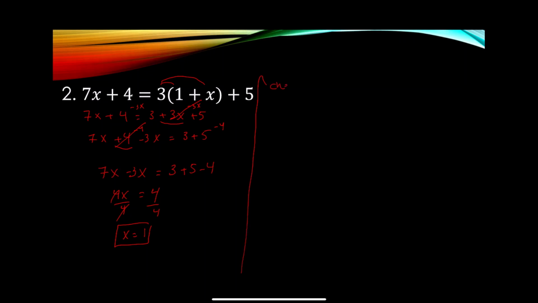And let's check it. 7 times a bracket plus 4, is it equal 3 times (1 plus a bracket) plus 5? Put 1, put 1. 7 times 1 is 7 plus 4, is it equal 3 times (1 plus 1), which is 2, plus 5? 7 plus 4 is 11. Is it equal 3 times 2, which is 6? 6 plus 5 is 11. So our solution is true. Example number 3.